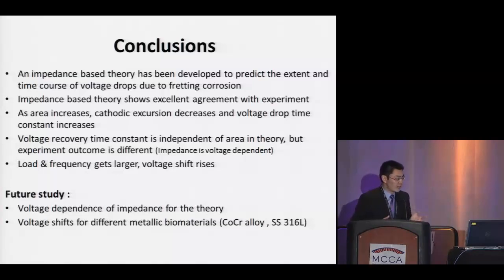To conclude, in this study, we have proposed an impedance-based theory and used this theory to predict the extent and the time course of voltage change due to fretting corrosion. And this theory shows excellent agreement with our experimental data.